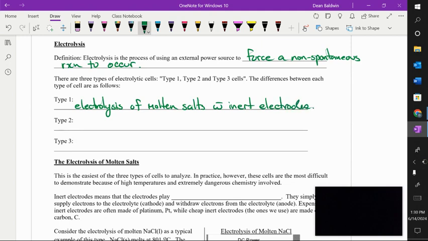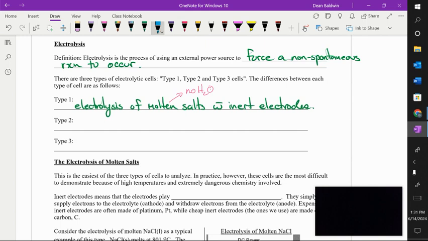What are inert electrodes? What does inert mean? They don't react, all right? And when I say molten, that means there's no water. Basically, it's a melted, well, sodium chloride if you want to use actual salt. You melt the sodium chloride, okay? But molten means there is no water in this reaction.